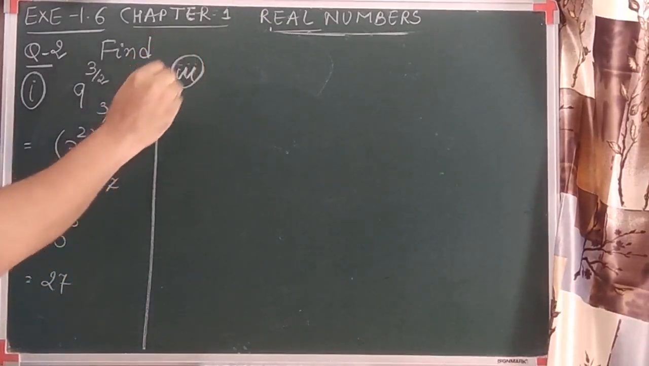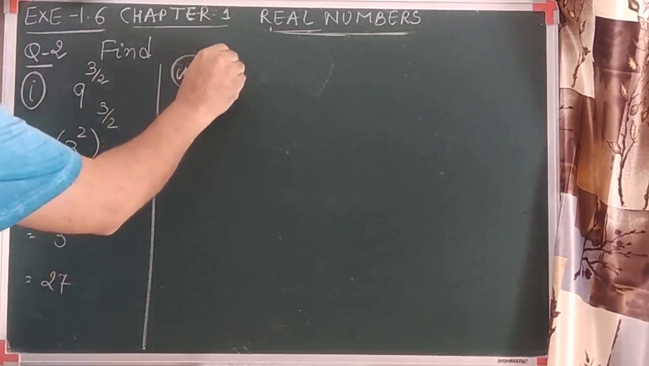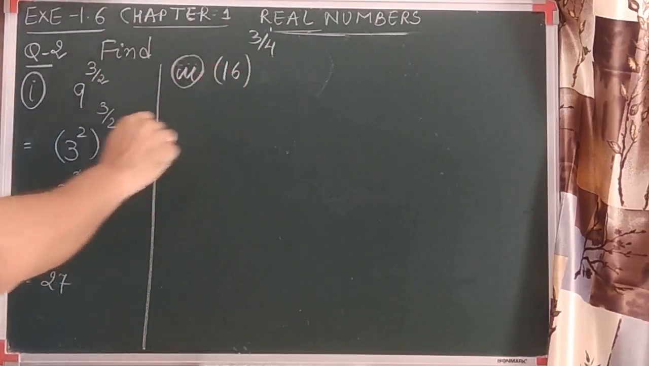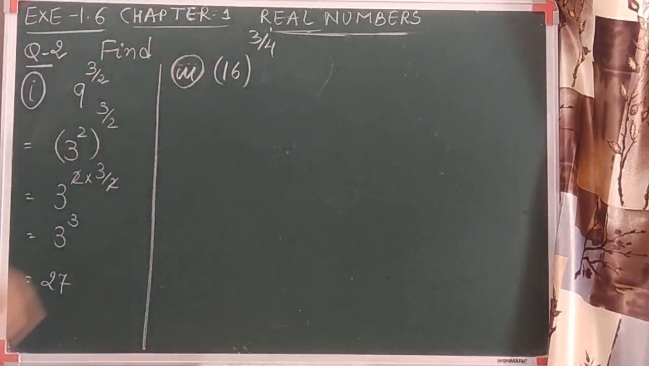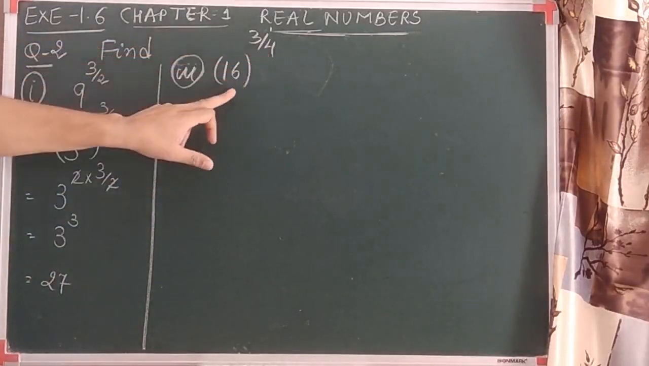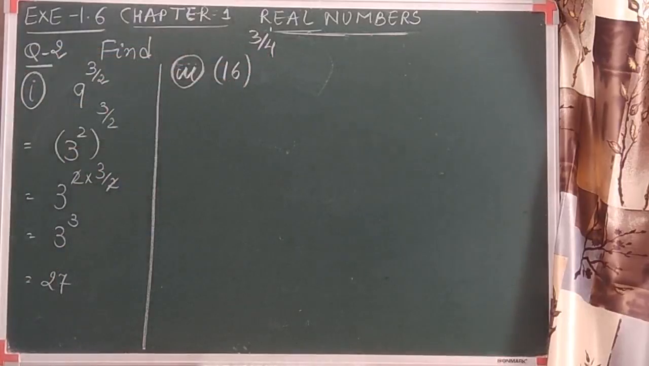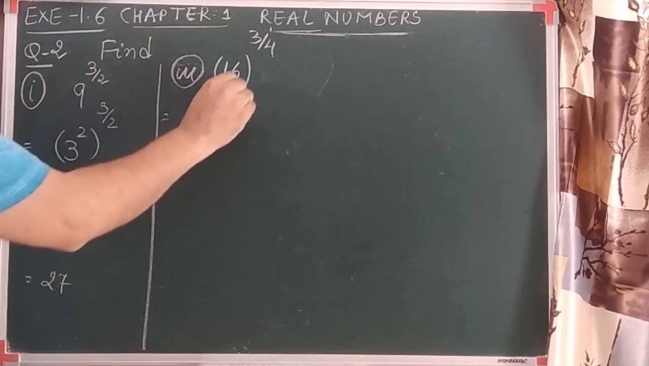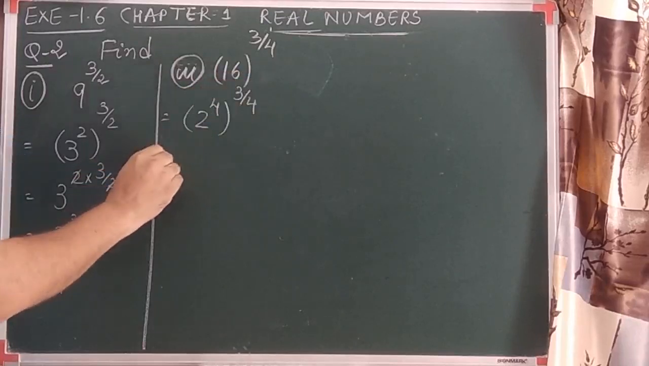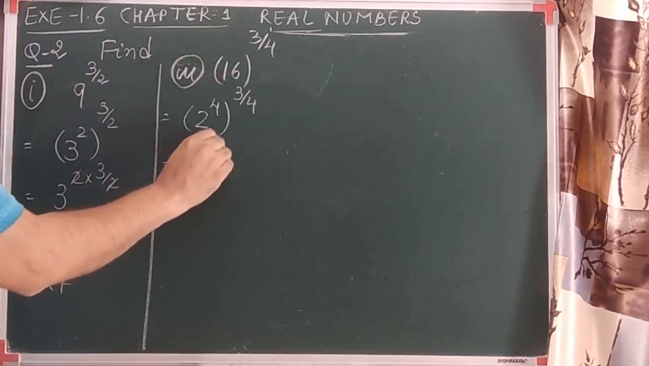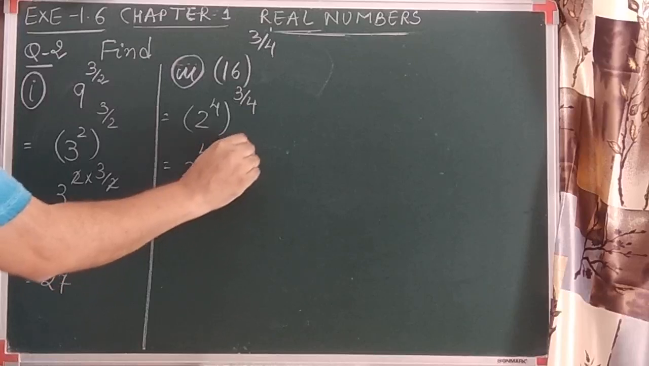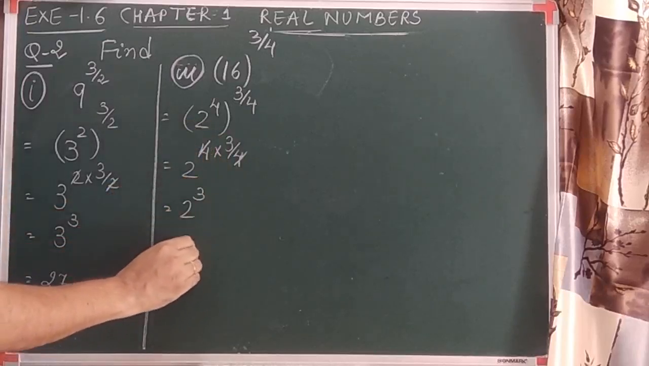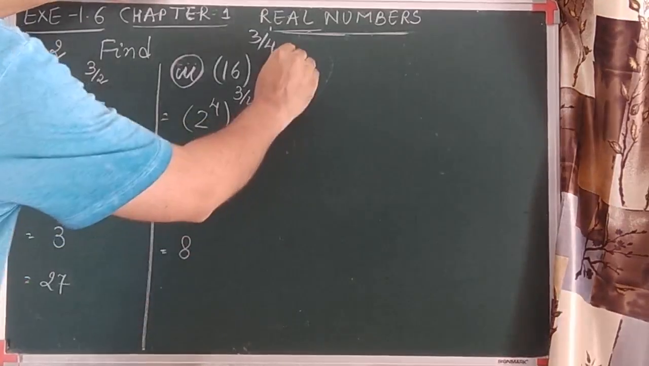In this question, it is 16 raised to 3 by 4. Look at the denominator of the power. That is 4. So this should be the 4th power of some number. That's correct. It is 2 raised to 4. It's 3 by 4. Now what will we do? We will do the product of this power to the power. These both will be cancelled. So it is 2 raised to 3. So we will obtain 8. Let's see one more question.